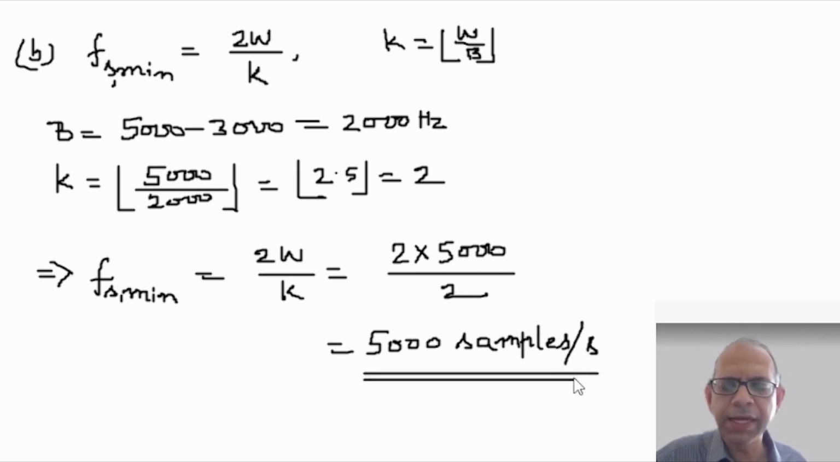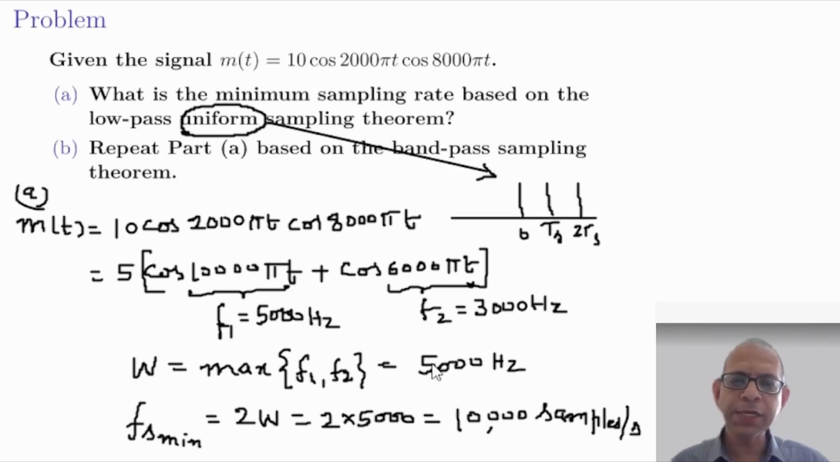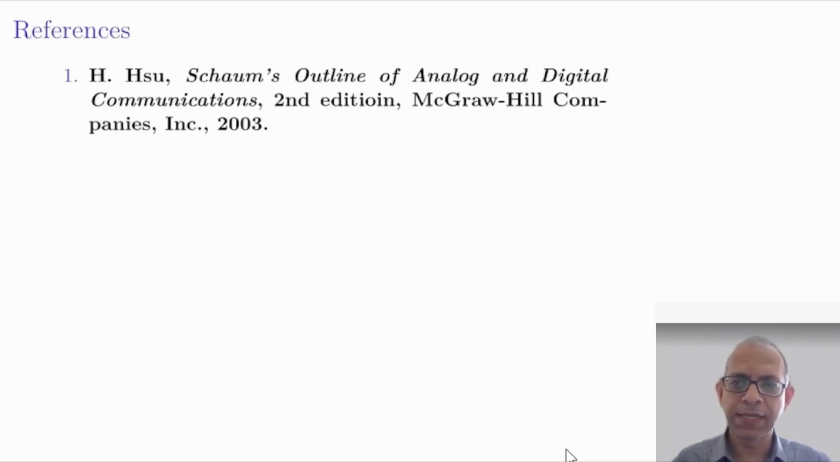So we see here that it is indeed possible to sample at a rate less than 2W, and still we can perfectly reconstruct the signal using bandpass filtering. However, note that the sampling rate in this case should be exactly 5000 samples per second. Not all other values between 5000 and 10,000 in this example will be workable. However, if the sampling rate exceeds 10,000 samples per second, then as per the low-pass sampling theorem, we can still reconstruct the signal. So I hope this part is clear to you.